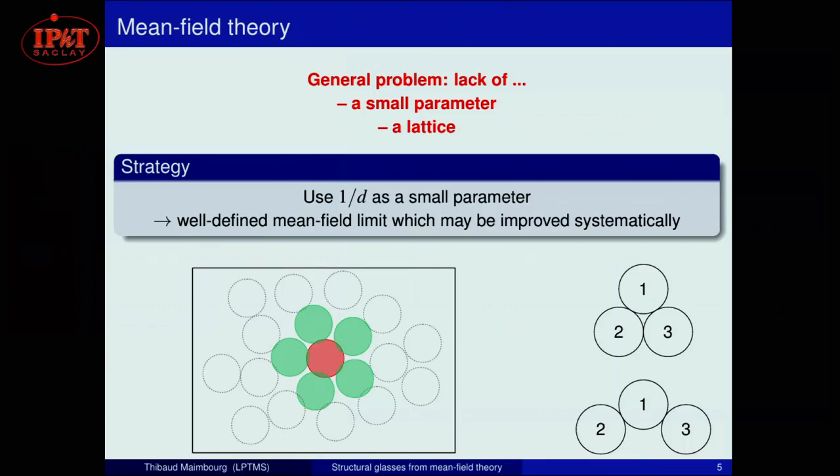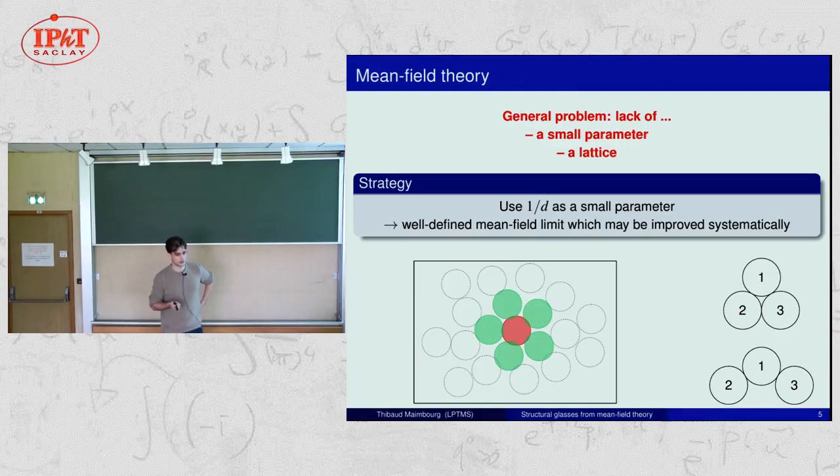Now, from the theoretical point of view, the problem we have in such a system is that we don't have an explicitly small parameter, like the density in a gas, for example. And we don't have a lattice to start from, like in a crystal. In other words, we don't have a reference configuration or an obvious symmetry breaking mechanism to build a theory. So the strategy that has been used in the last decade was to go to the large dimensional limit and use 1/d as a small parameter.